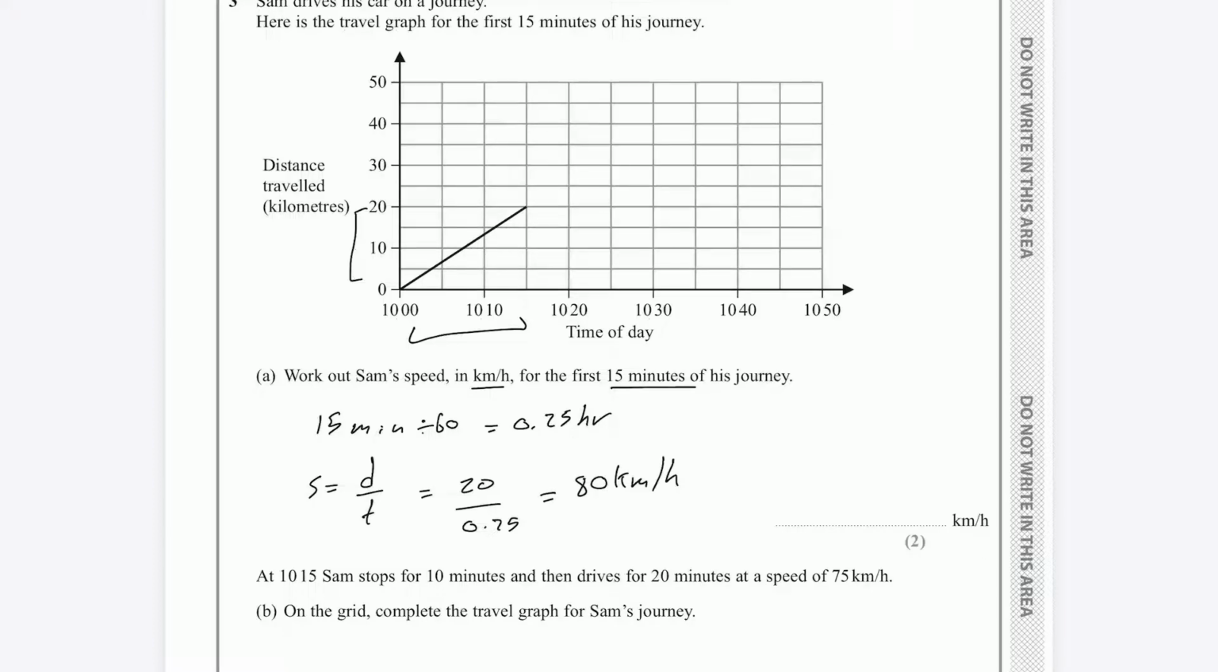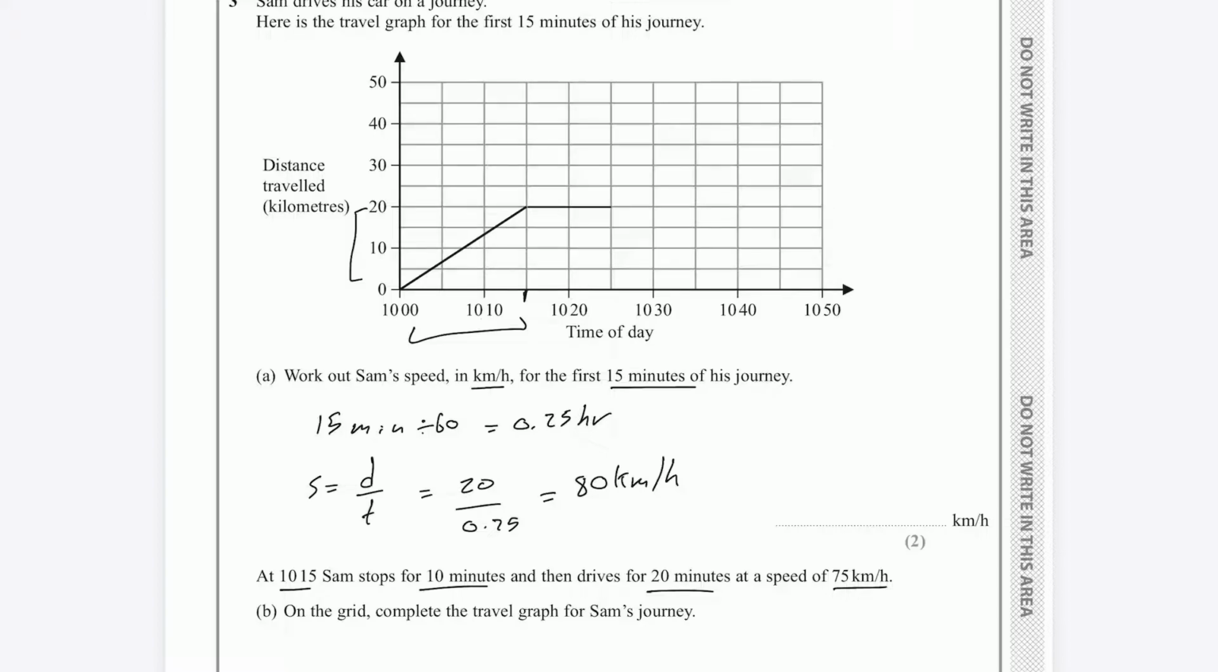So at 10:15, he stops for 10 minutes. So the 10:15 is right here. He stops for 10 minutes. So for the next 10 minutes, it's going to be a straight line. So he stopped. And then he drives for 20 minutes at the speed of 75 kilometers per hour.